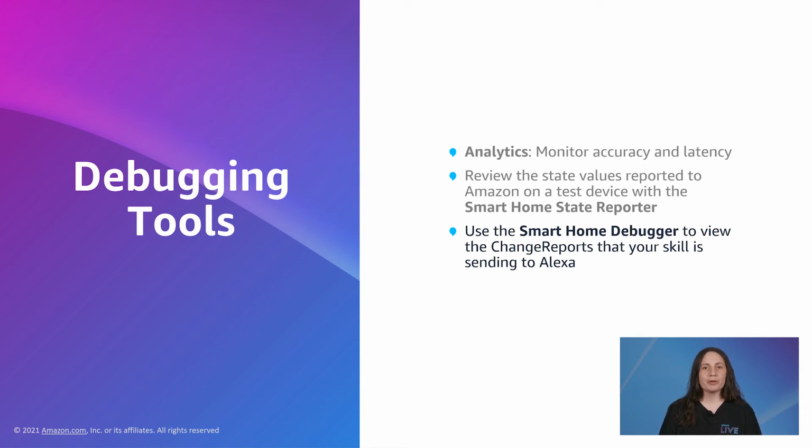The purpose of the debugger is to allow you to view, in real time, the reports that you are sending to Alexa. For instance, change reports, but also other events such as add or update report or delete report. But let's just focus on change reports. So how do you get started?